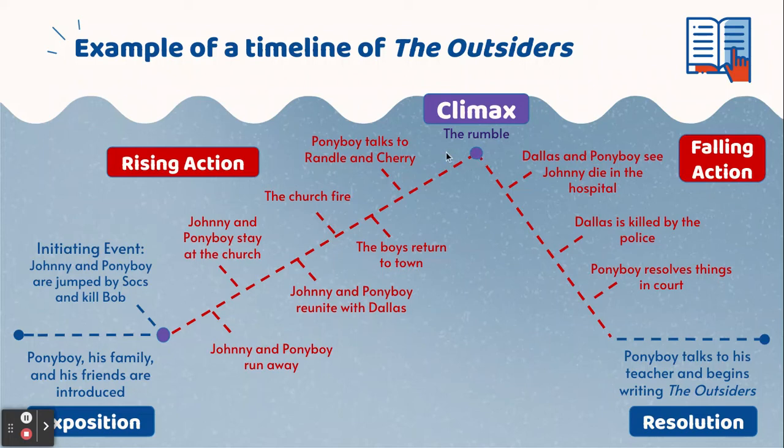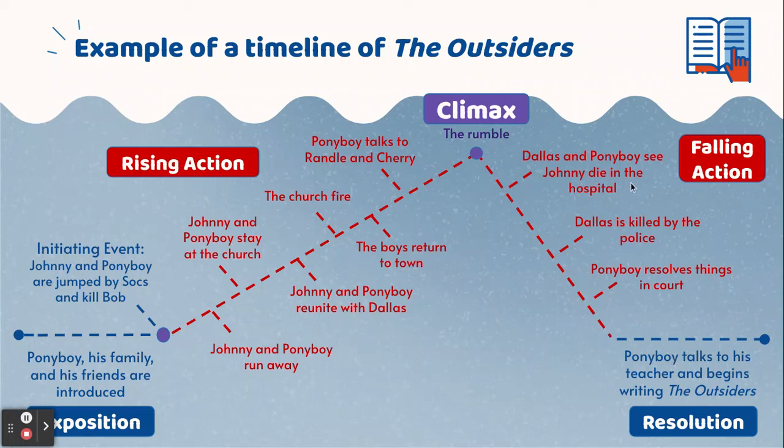The climax, or the turning point of the story, is the rumble between the Greasers and the Socs. That's where they address the main conflict said in the initiating event. Then there is the falling action which leads into the resolution.